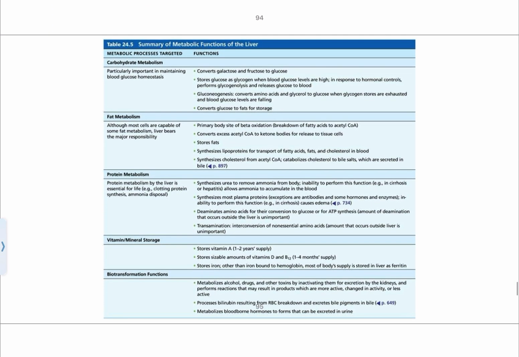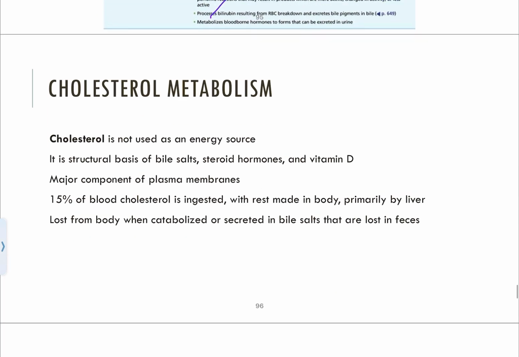So, again, we have more than about 500 metabolic functions of the liver. I don't expect you to know the specific functions in this table, but they're here for your reference if you would like to look at it. We will mention some of these, but again, I wouldn't necessarily study this table. The big thing to take away here are the major metabolic processes that the liver is targeted for. So, carbohydrate metabolism, fat metabolism, protein metabolism, vitamin and mineral storage, and biotransformation functions are all roles of the liver.